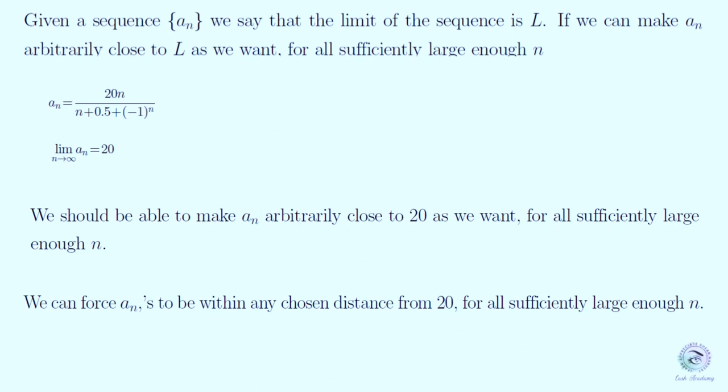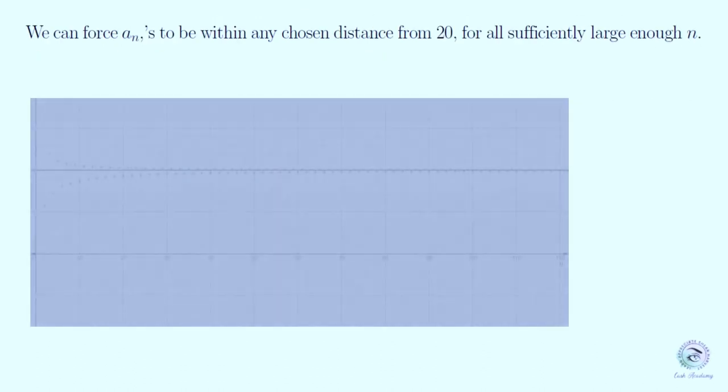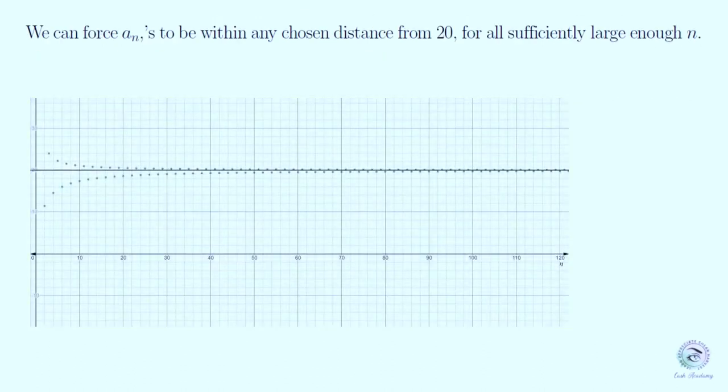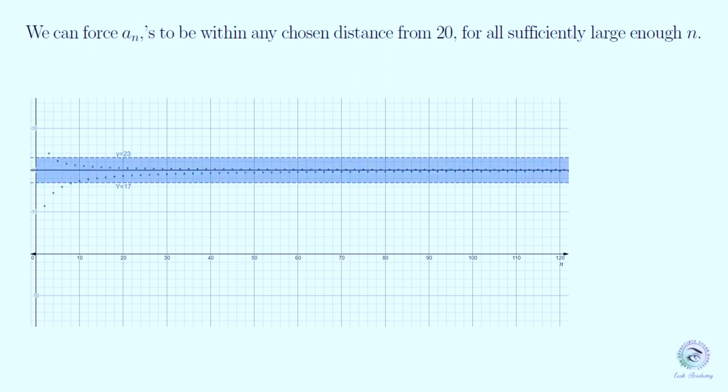To further explore this, let's look at the graph of a_n. To begin with, let's try to force a_n to be within 3 units from 20. The a_n's that lie between the dashed blue lines y equals 23 and y equals 17 satisfy this criterion. Observe that all the a_n's after n equals 14 fall within this region. So, we can select n equals 14 as the starting point for the large enough n values. All the a_n's after that fall within 3 units from 20.